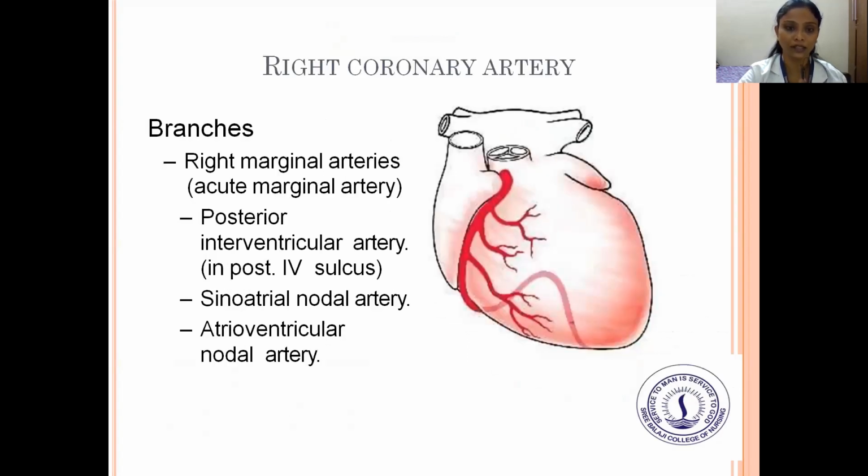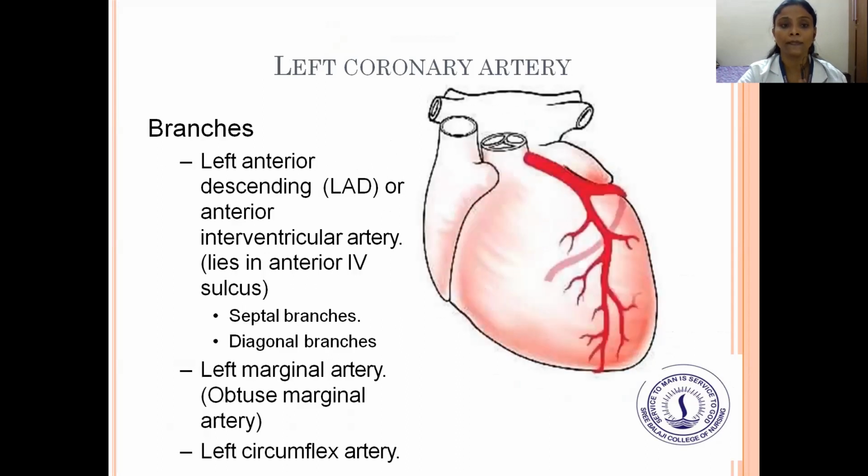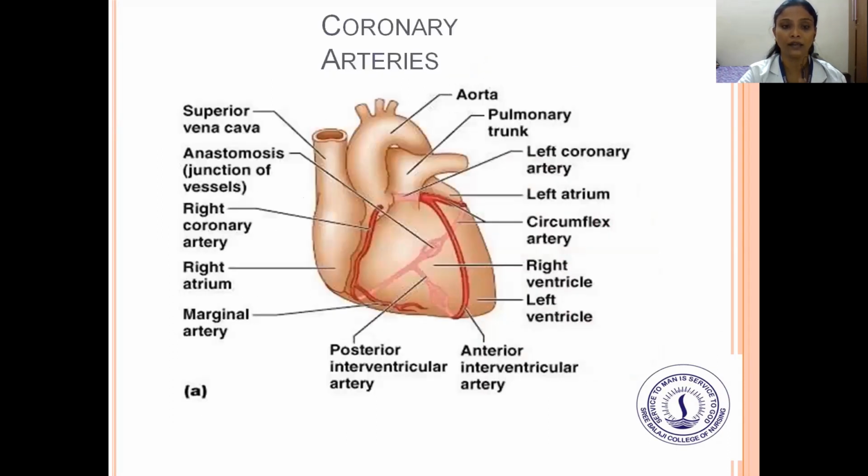Branches of the right coronary artery: right marginal artery, that is the acute marginal artery; posterior interventricular artery; sinoatrial nodal artery; and atrioventricular nodal artery. Branches of the left coronary artery: left anterior descending or anterior interventricular artery that lies in the anterior interventricular sulcus. It has septal branches and diagonal branches. Then the left marginal artery and the left circumflex artery.